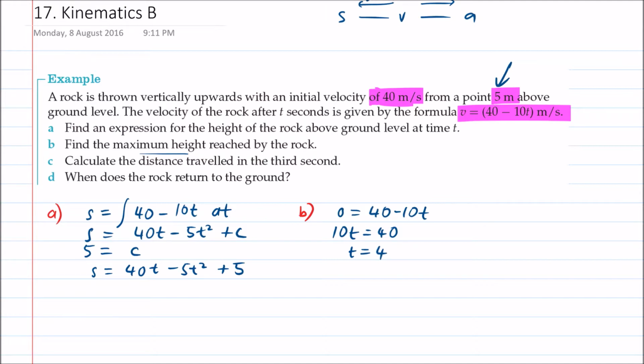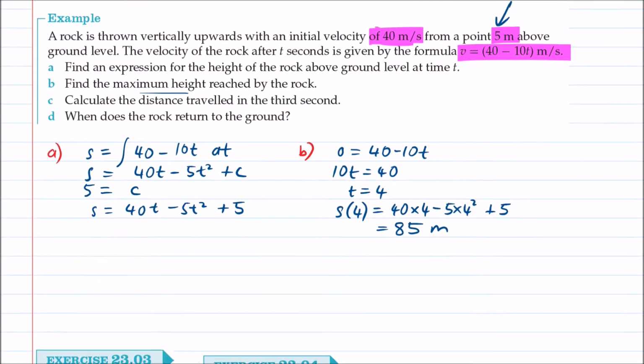Okay, but it's asking for the maximum height, so we need to substitute that number 4 in for t into distance. So we're looking at the distance when t is equal to 4, so we'd have 40 times 4 minus 5 times 4 squared plus 5. So it's 160 minus 80, so that's 80 plus 5, so 85 meters is the maximum height.